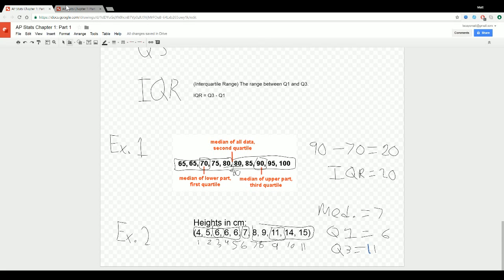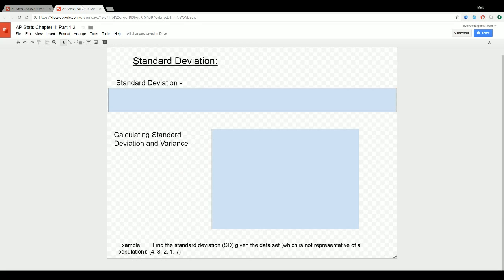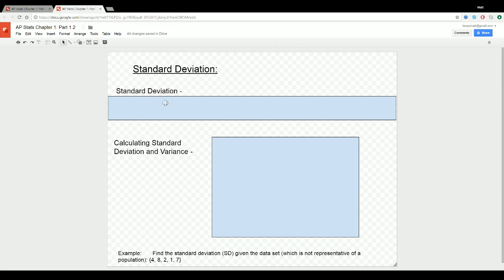So pretty simple. We can talk about it more later, but let's move on to the next and final part of this short demonstration. We're going to talk about standard deviation. So ignore this example problem, we're going to talk about that at the end. But basically, we're going to be talking about standard deviation, like I said.